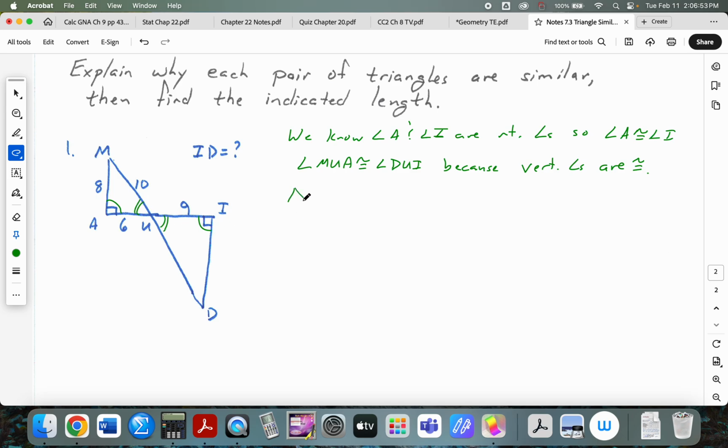So, triangle AUM is similar to triangle IUD, by angle similarity. Make sure you make the corresponding parts match up.